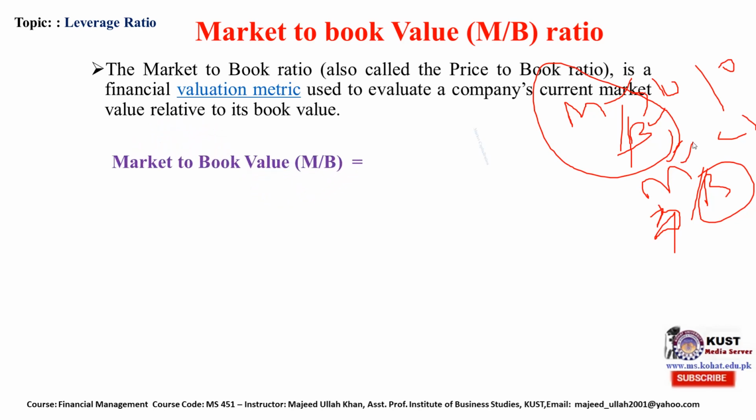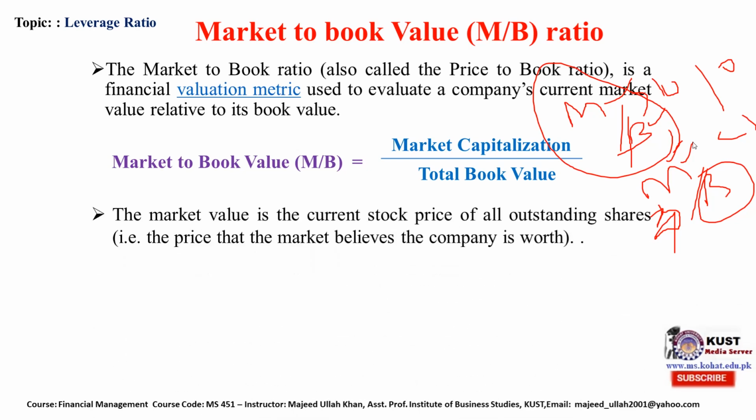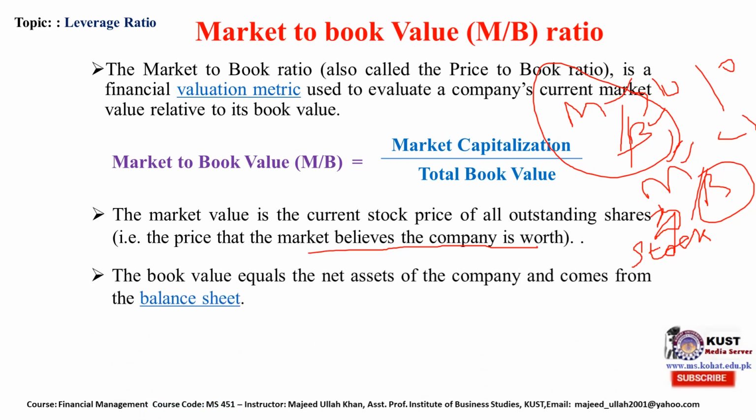Now, market to book value is equal to market capitalization divided by total book value of the company. The market value is the current stock price times outstanding shares, the price that the market believes the company is worth. In the open market, such as on stock exchanges, what the value of the company is called is the market value of the company. The book value equals the net assets of the company and comes from the balance sheet.